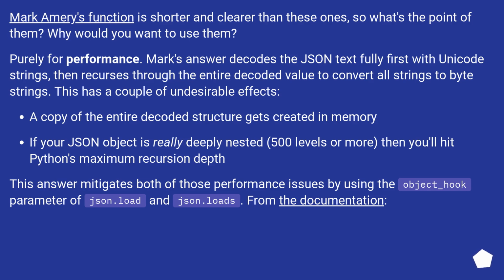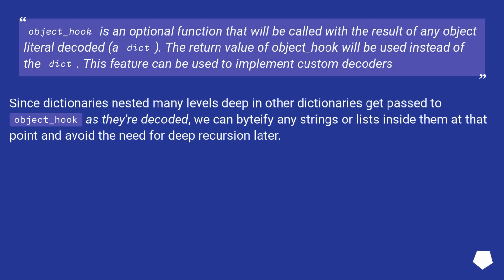From the documentation: object_hook is an optional function that will be called with the result of any object literal decoded, a dict. The return value of object_hook will be used instead of the dict. This feature can be used to implement custom decoders. Since dictionaries nested many levels deep in other dictionaries get passed to object_hook as they're decoded, we can byteify any strings or lists inside them at that point and avoid the need for deep recursion later.